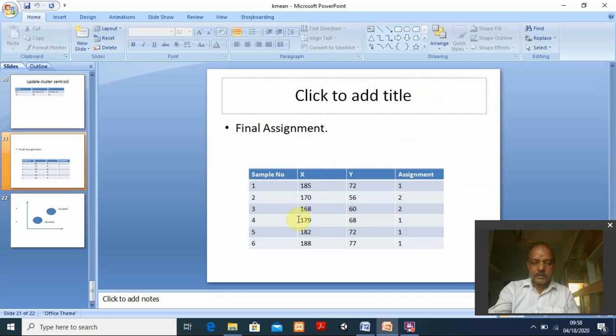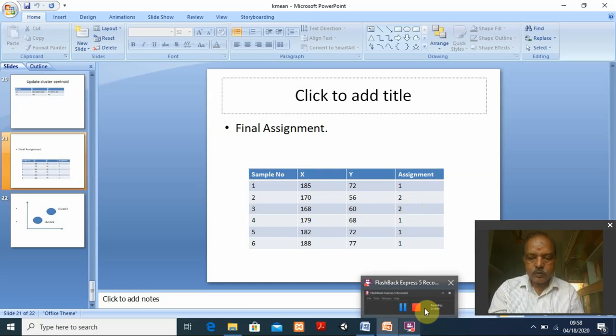If you are interested, you can check all the samples I have taken. Initially I have taken 185, 72 for cluster 1, second I have taken 170, 56, then 168, 60, 179, 68. All those points, 6 points in the data set, we have taken. We have calculated and found that sample 1, similarly sample 4, sample 5 and 6, are assigned cluster number 1, whereas sample 2 and 3 are assigned cluster number 2. So this is all about the K-means algorithm.